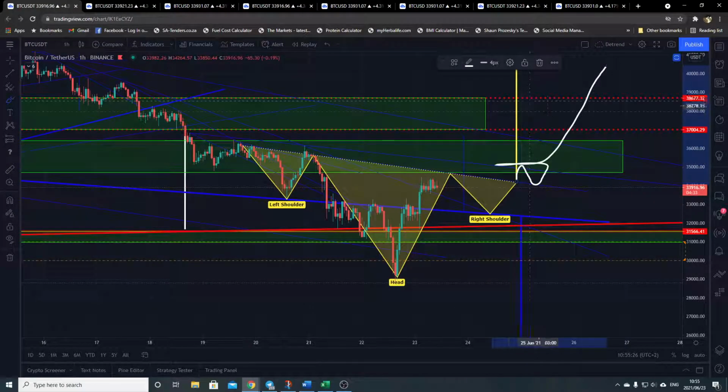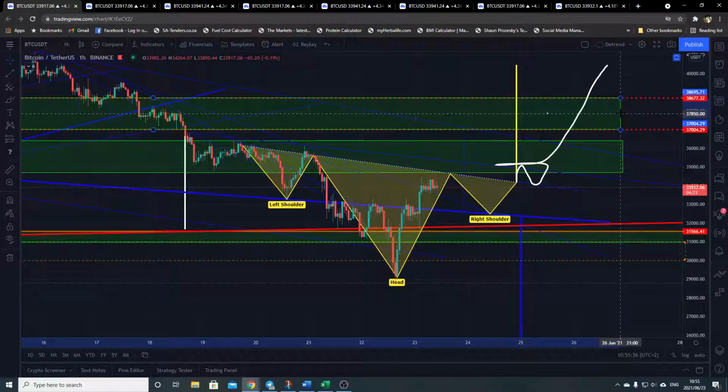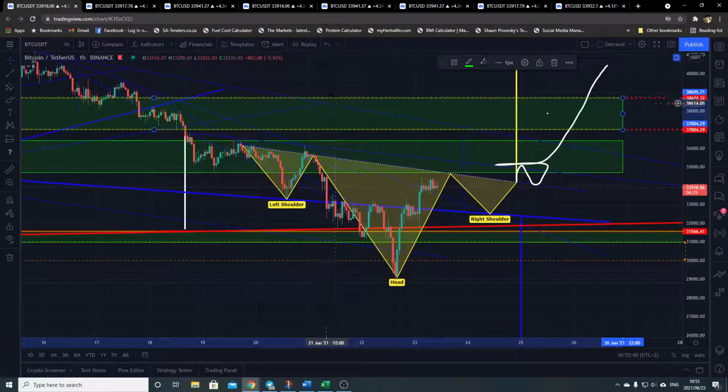What we've got to watch out for as well, guys, is these boxes over here, because this is resistance. This is your area of value, and this could be resistance, which might prevent the Bitcoin price reaching the actual target and the inverse head and shoulders playing out and reaching its target.